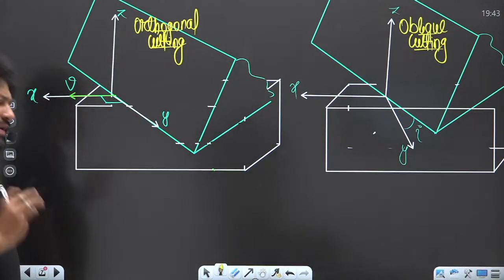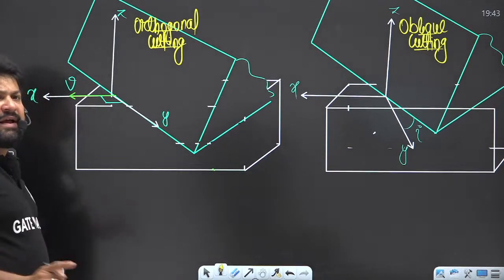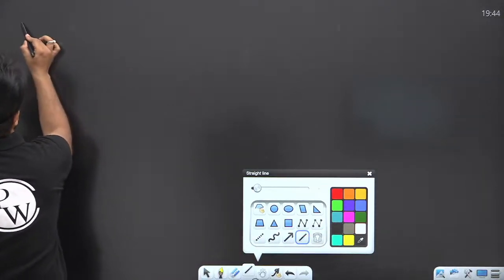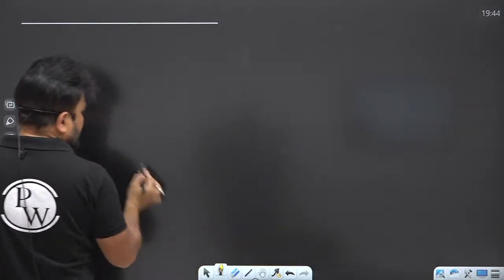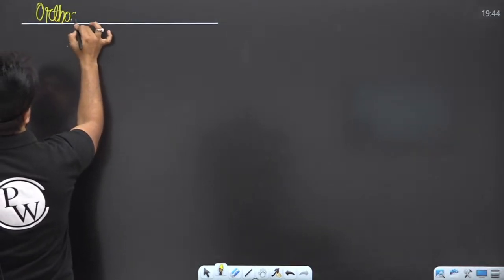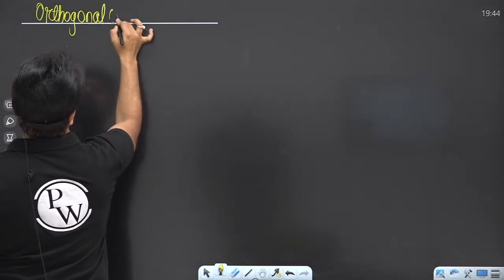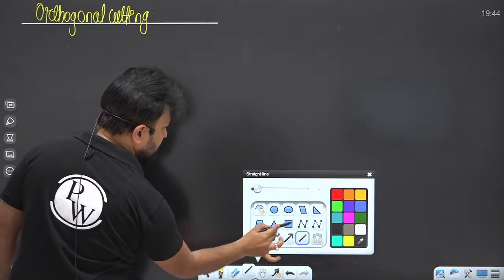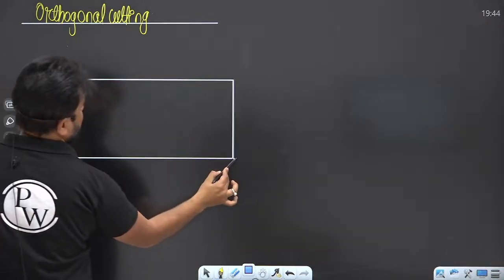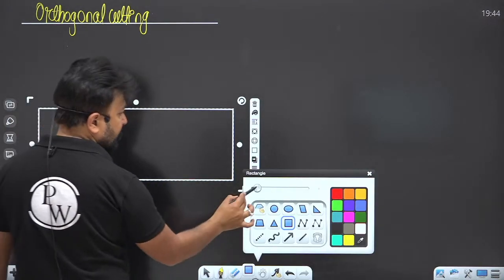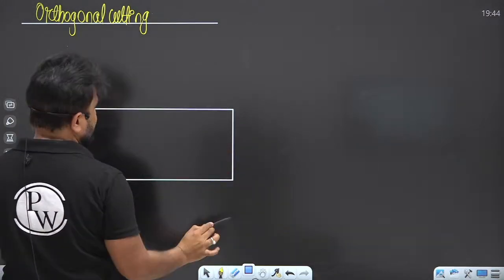My dear, one more assumption is that there will be an orthogonal plane. I will tell you. Basically, if you are going to talk about orthogonal cutting, please see this figure. Here you can see this is the figure, right?